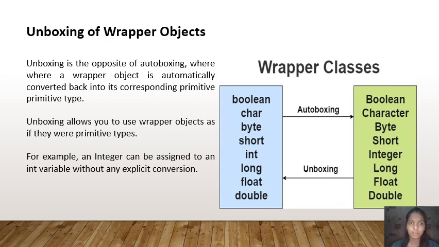Next is unboxing of wrapper objects. Unboxing is the opposite of autoboxing, where a wrapper object is automatically converted back into its corresponding primitive type. Unboxing allows you to use the wrapper objects as if they were primitive types. For example, an Integer can be assigned to an int variable without any explicit conversion. These are the things: boolean, character, byte, short, int, long, float, double. These are the wrapper classes which are used in autoboxing and unboxing also.